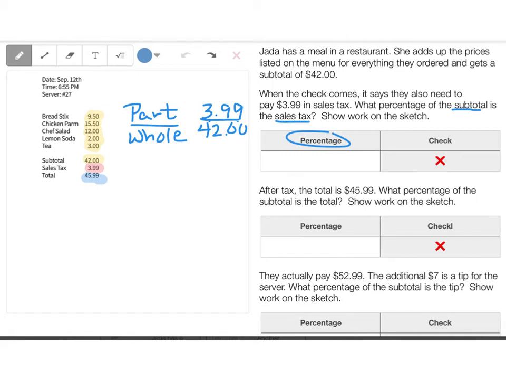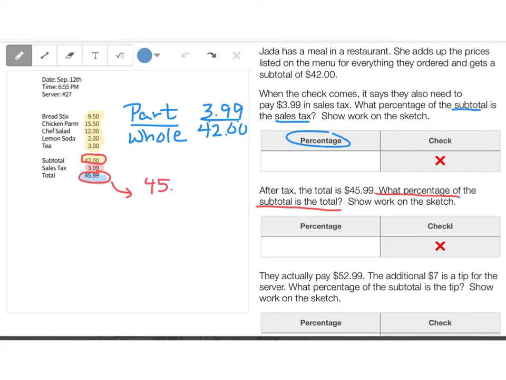It says after the tax, the total is $45.99. Now the question's changing. It says what percent of the subtotal is the total? Well, let's see. The subtotal is here. The total is here. What percent of the subtotal is the total? Well, that total is a weird question. The total is your part, and the subtotal is your whole here.